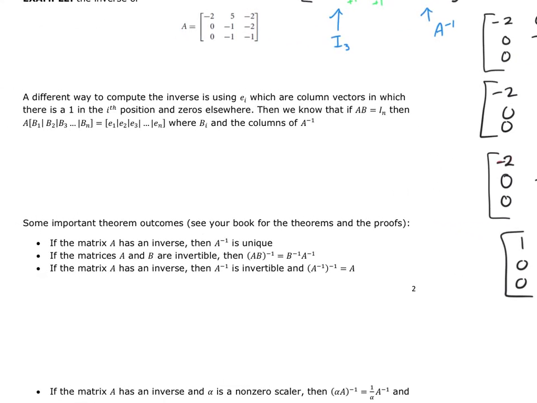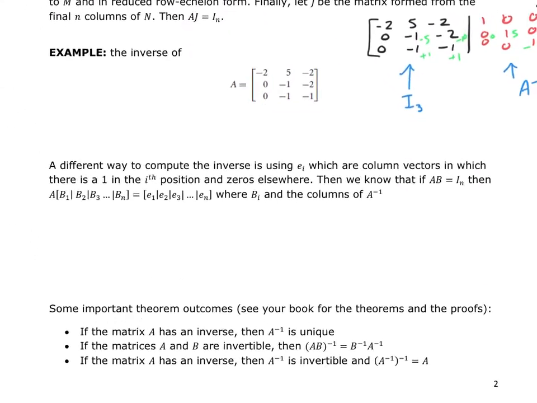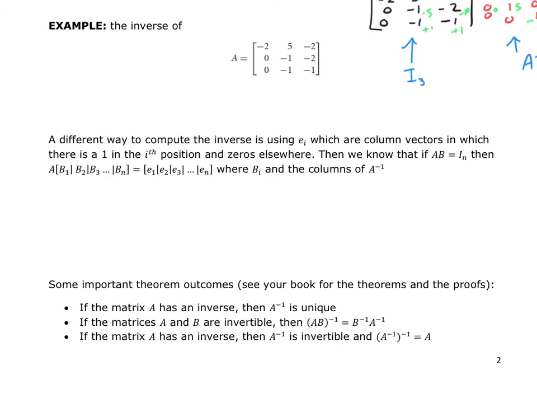There is another way of finding the inverse, and that is using these vectors E sub i. The E sub i vectors are vectors in which there is a 0 in every position except for the ith position. So what I mean by that, well, let's actually show you. Let's go through the process of doing this.